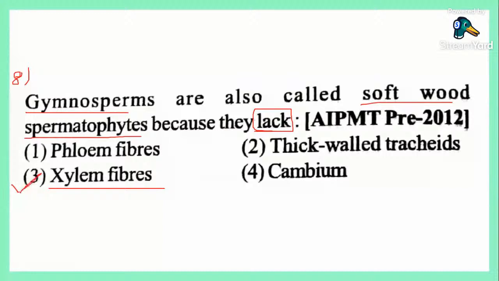The vascular bundle of gymnosperms lacks xylem fibers, and due to the absence of xylem fibers they are called softwood spermatophytes. So the correct answer is option number 3, xylem fibers. Moving on to question number 9.